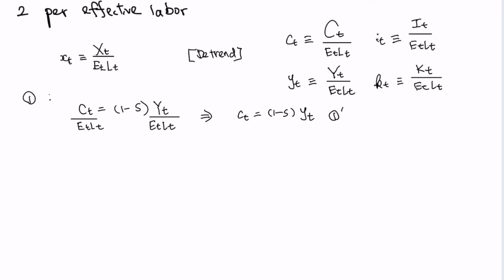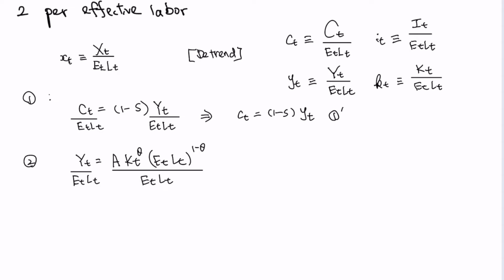And so we have a new version of the first equation expressed in the lowercase. We also do the same thing for the second equation, which is on the production function. We know that if we want to convert the expression from uppercase to lowercase, we divide both sides of the equation by ET and LT. And then for the left-hand side, we know it will equal the lowercase YT.